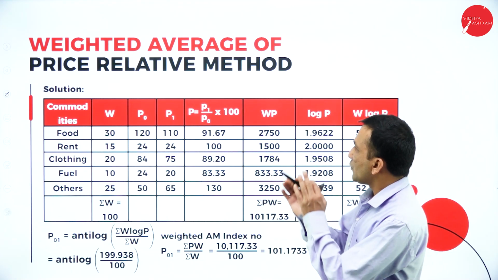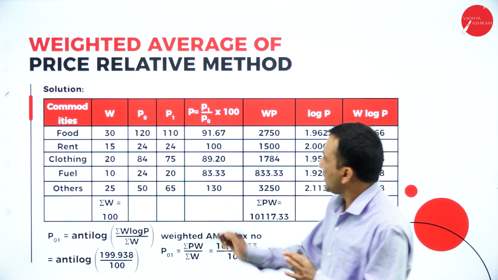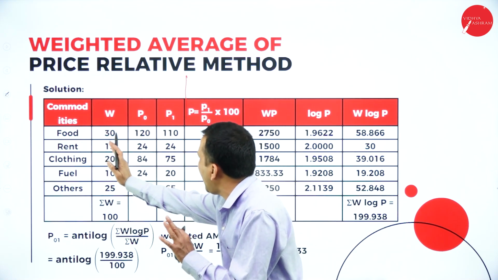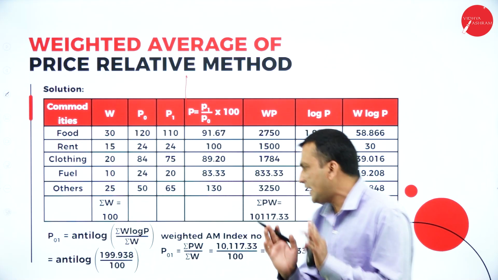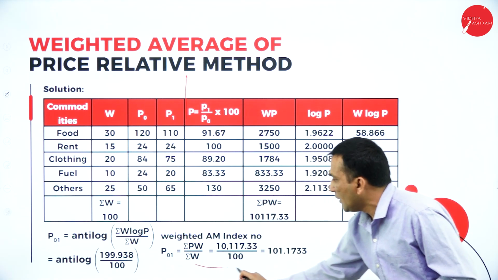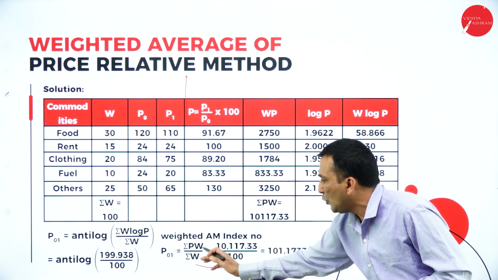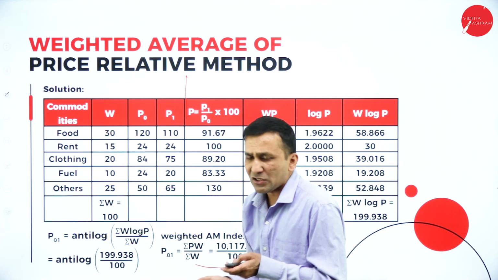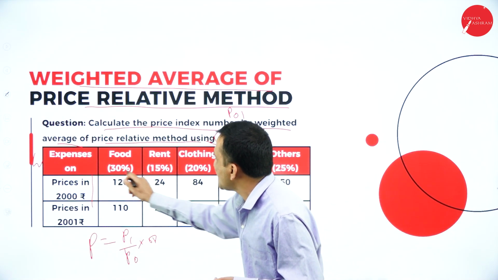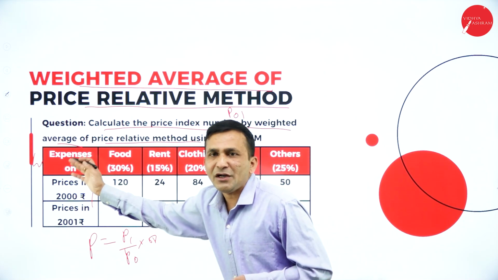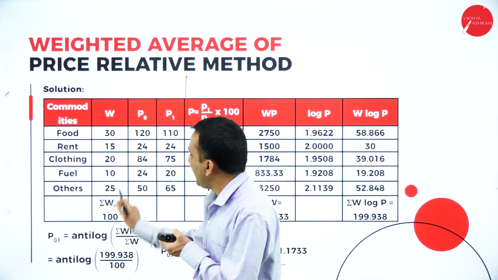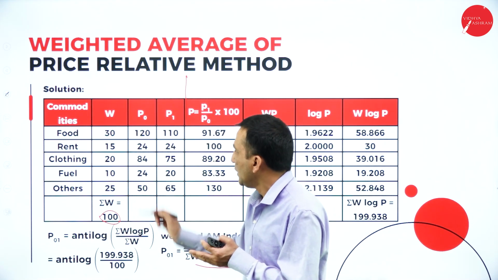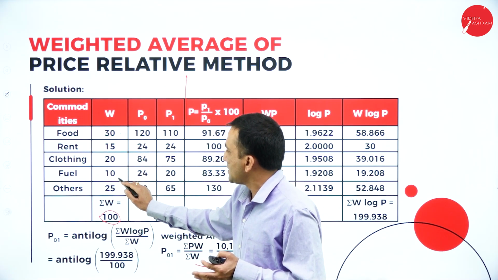Moving forward, whatever is given in the question, I have copied the same question here. According to the formula, I have clearly specified arithmetic mean: sigma WP divided by sigma W. The weight is given because in the question they specified percentages, which is nothing but your weight. Based on the weight we need to take the total. If you take the percentage total, 30 plus 15 plus 20 plus 10 plus 25, we get 100.